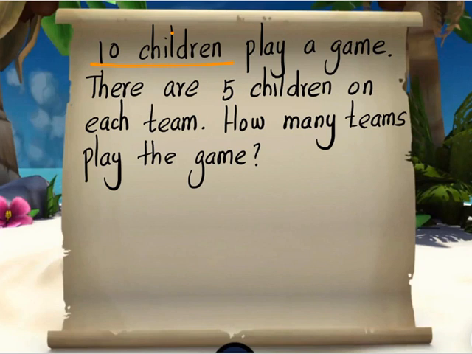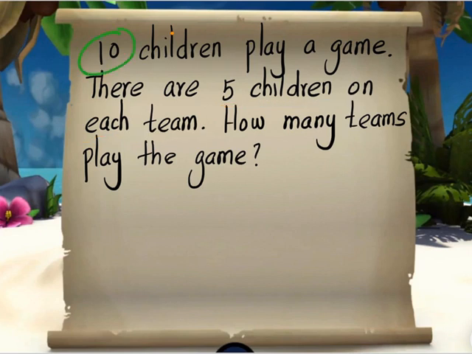Ten children. The problem says that 10 is the total, and 5 children on each team tells us the size of the group. So each group, that means each team, has 5 children on it. So the size must be 5. The total or the dividend is 10.